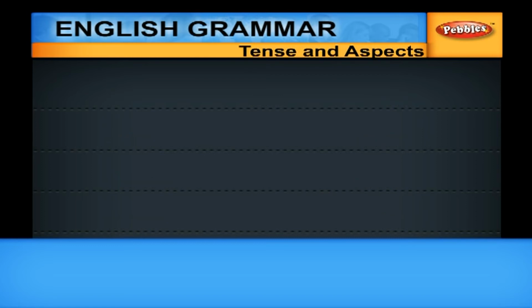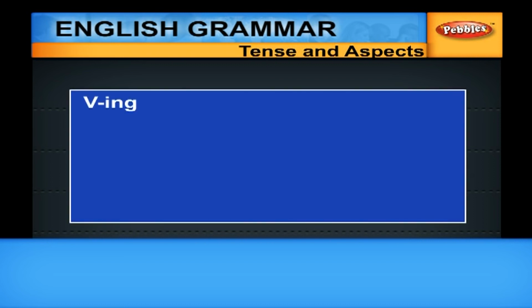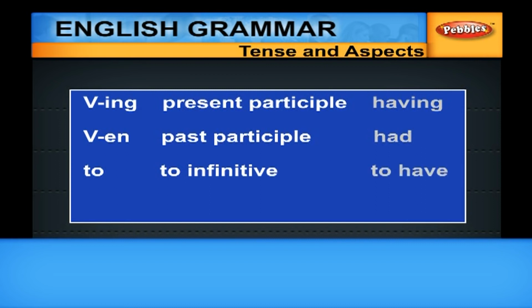Now we study the have form. VO, root verb, have. VS, root verb plus S, has. VED, past tense, had. VING, present participle, having. VEN, past participle, had. To infinitive, to have. Bare infinitive, have.